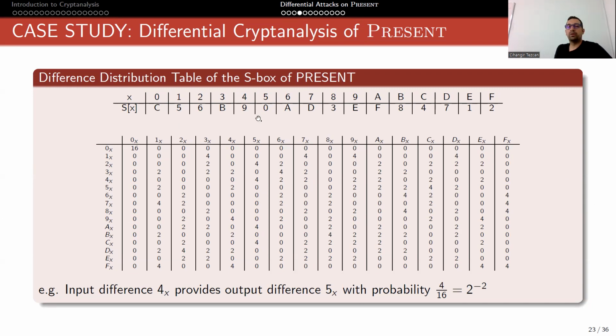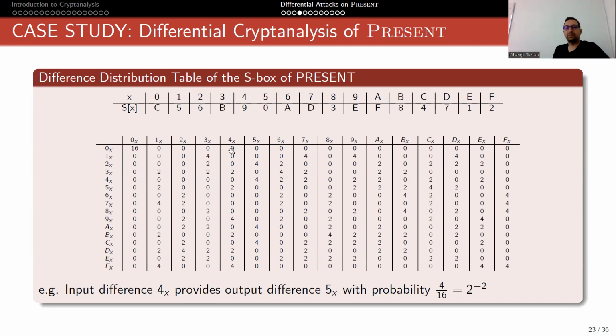Okay. So let's see what this table means. If the input difference is 4, this table says that the output difference is 5 with probability 4/16. So 4 out of 16 times, if you introduce the input difference 4, the output difference will be 5. This comes from this table. Since the input difference is 4, you look at row 4, you go here, and you realize that there is a 4 here at the 5th column. So this means that in 4 out of 16 cases, we see this difference.